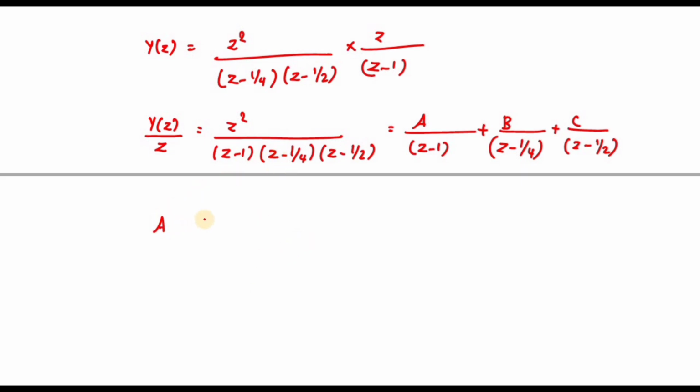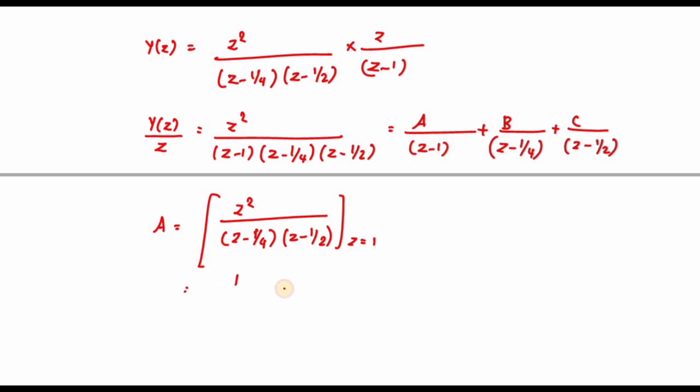So A is equal to, so I am going to multiply with this one. So these two get cancelled out. So I am directly writing z square divided by z minus 1 by 4 into z minus 1 by 2, where z is equal to 1, right? So if I equate this one to 0, z is equal to 1. So if I substitute, I will get 1 divided by 1 minus 1 by 4 into, if I substitute 1, becomes 1 minus 1 by 2, right?